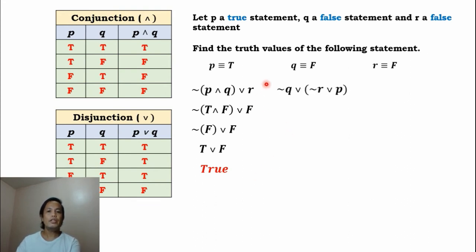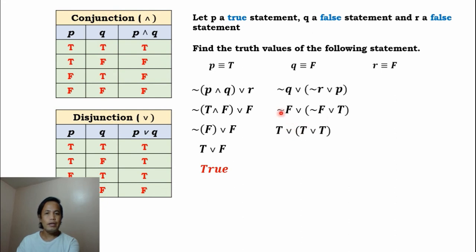For example, we are to determine the truth value for this statement: not Q or the negation of R or P. Now, the same, we change the variables with the truth values here. So our Q is false, our R is also false, and our P is true. This time we will start with this grouping symbol, but we have here the not false, so therefore we will negate first the false, therefore this is true.